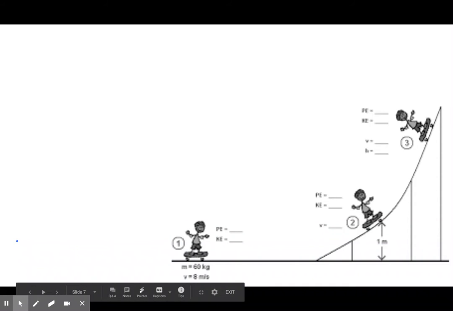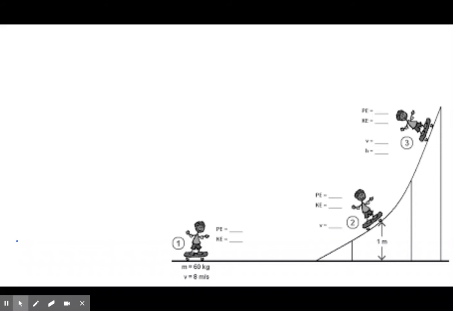What about this situation? So what can we tell about this? Well, first of all, this guy's at the bottom, so his PE is 0. This guy's at the top, so his KE is going to be 0.